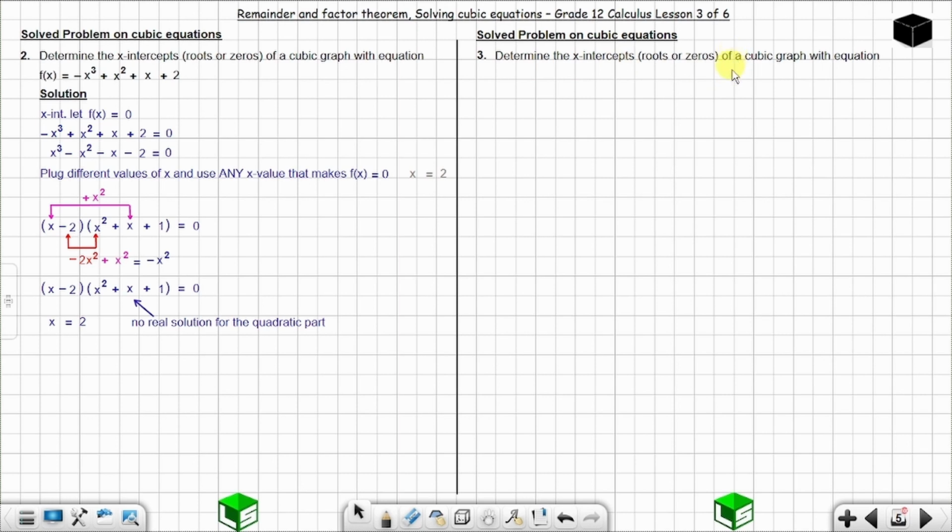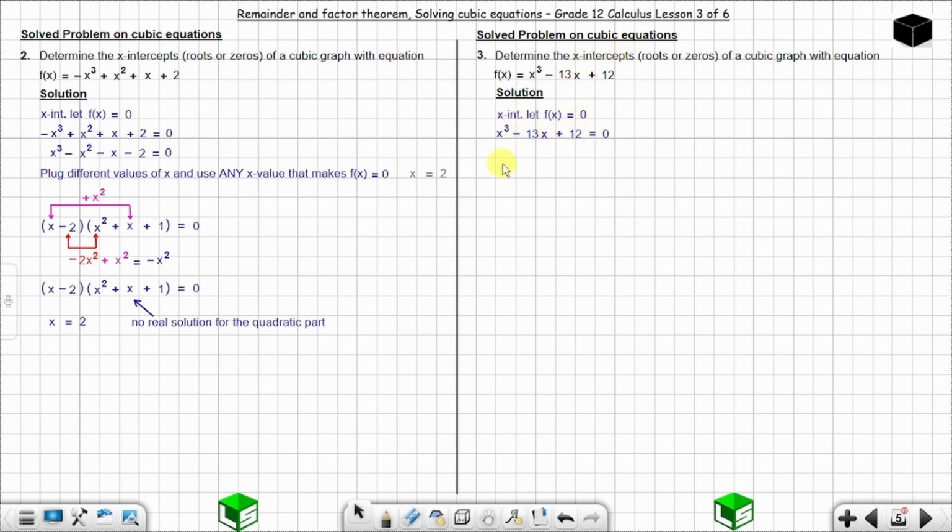Determine the x-intercept of a cubic graph with equation f of x is equal to this. Solution. So to get the x-intercept, you let y, your y is f of x. To get the x-intercept, you let y equal to 0, as always. So this is your f of x or your y. You let it equal to 0 so that you can solve for the x-intercept.